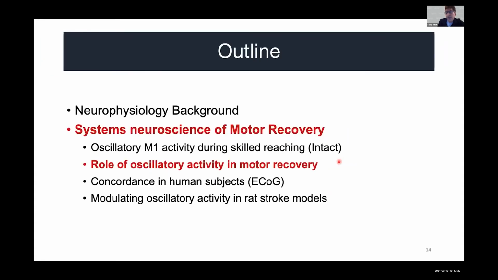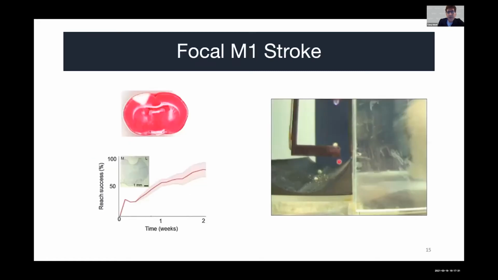So what really happens after stroke? Does something really change in this oscillation once a stroke occurs? For this, we essentially have two stroke models in the lab. But what happens with these strokes is that you immediately impair the performance. So once these rats have become proficient in the task, we go and do the stroke.